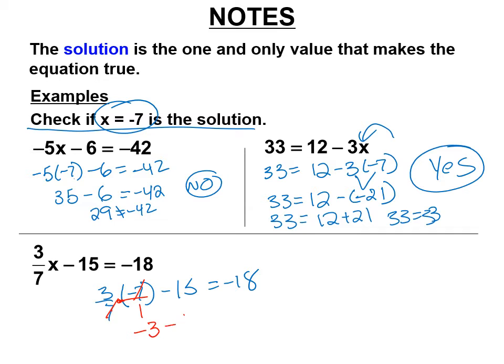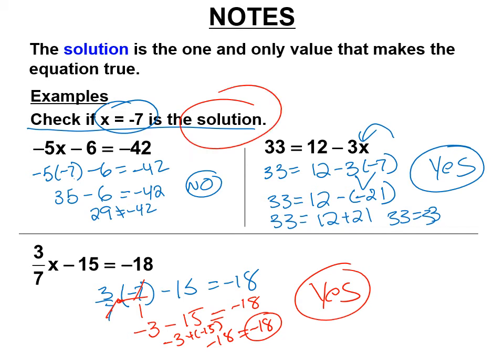Now we have -3 minus 15 equals -18. And so -3 minus 15 is the same as -3 plus -15, also -18? Yes. So -7 was the only number that made it true. It is the solution. Okay? You can always check if you've gotten the right answer to an equation.